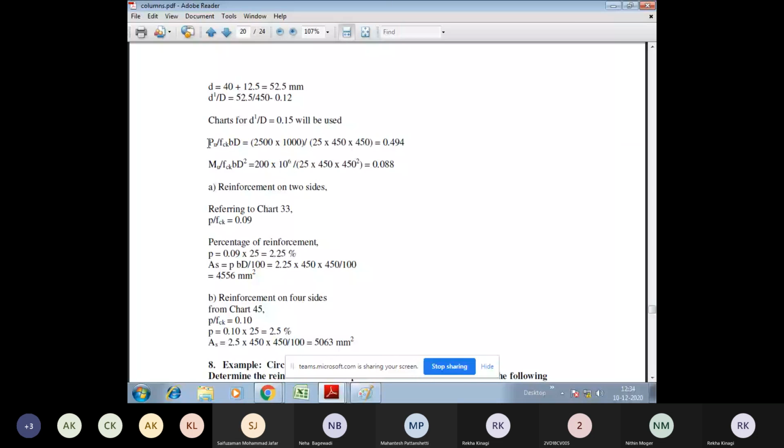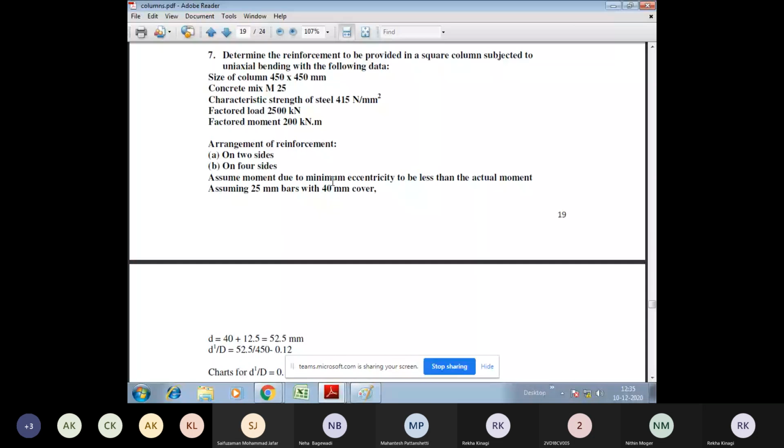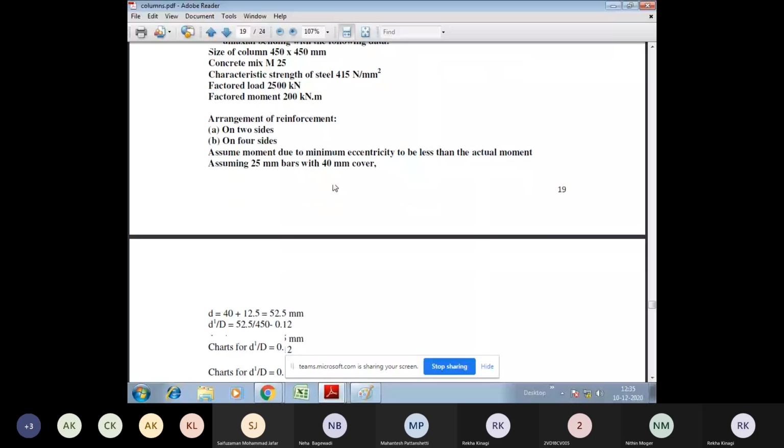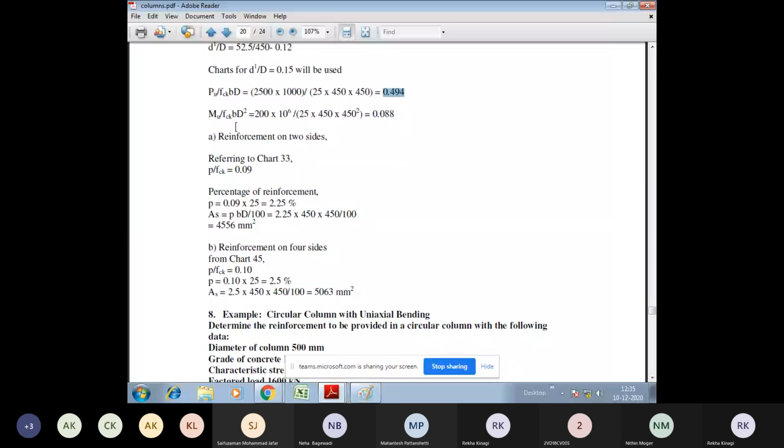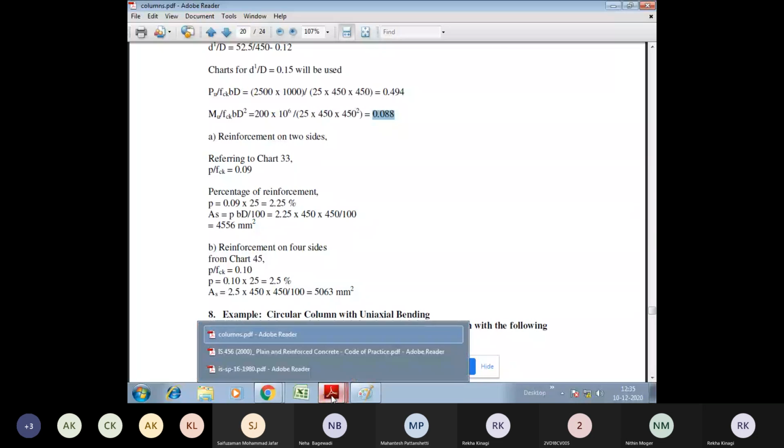PU by FCK BD. PU value is given, FCK B into D. PU value has to be converted from kilonewton to Newton. So it is 0.494 and Mu by FCK BD square. Mu is nothing but 200 kilonewton meter. Both the factored values are given, so we need not multiply with the partial safety factor. So 200 into 10 to the power of 6 divided by FCK B into D square. So it is 0.088. So 0.494 and 0.088.